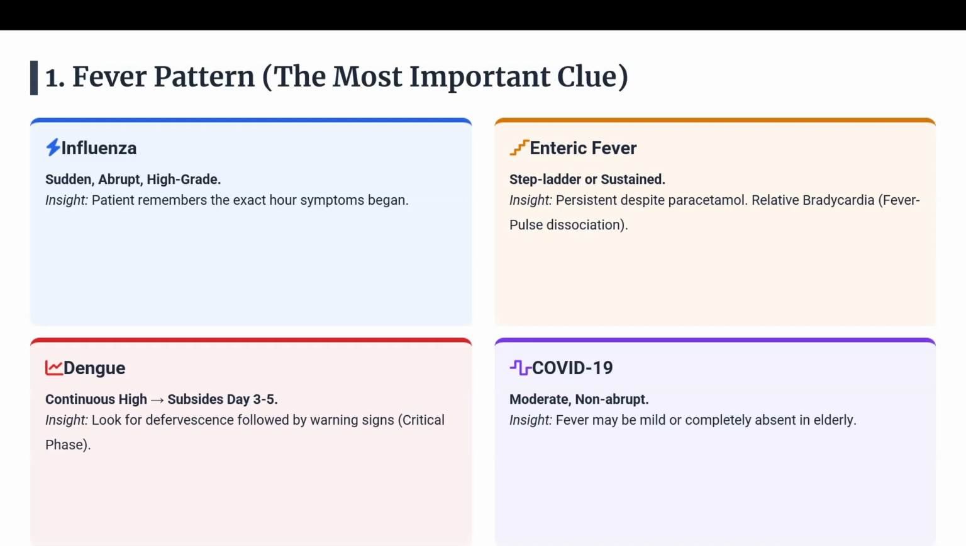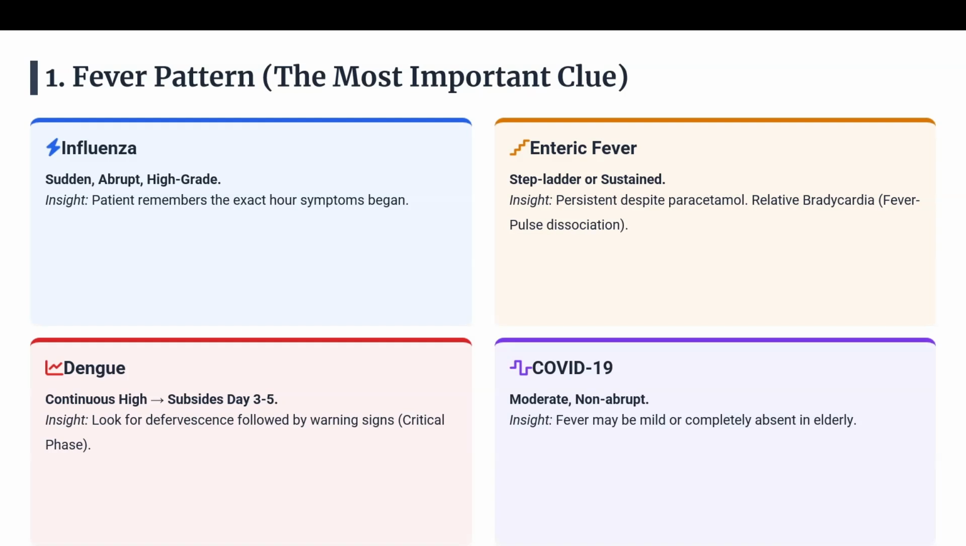So for enteric fever, the pattern could be slightly different. The patient usually presents around day 5 to day 6, or day 3 to day 4. The patient usually has a step-ladder pattern of fever or sustained fever which does not touch the baseline. The fever would be persistent despite giving paracetamol. There will be relative bradycardia for these patients. When you feel the pulse, it should be less than 60. This is called the Faget sign.